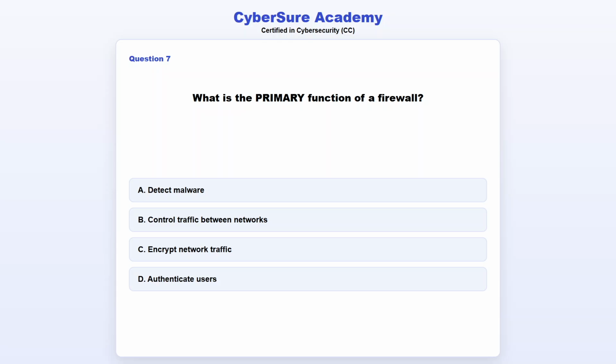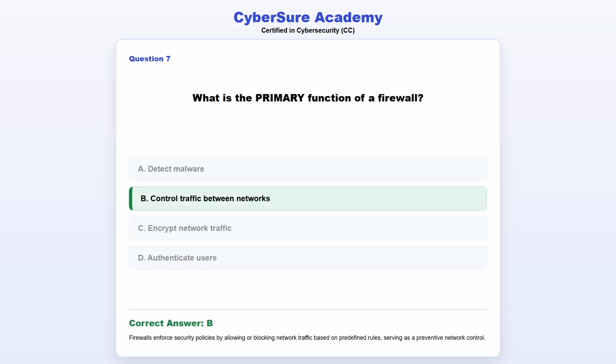Question 7. What is the primary function of a firewall? A. Detect malware. B. Control traffic between networks. C. Encrypt network traffic. D. Authenticate users. The correct answer to question 7 is B. Control traffic between networks. Firewalls enforce security policy by allowing or blocking network traffic based on predefined rules, serving as a preventive network control.